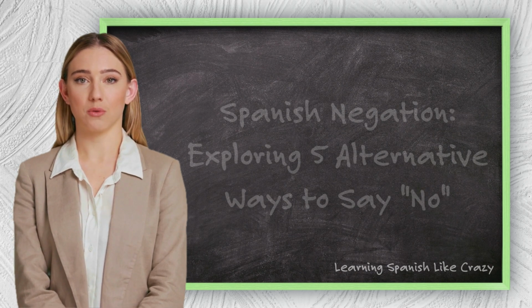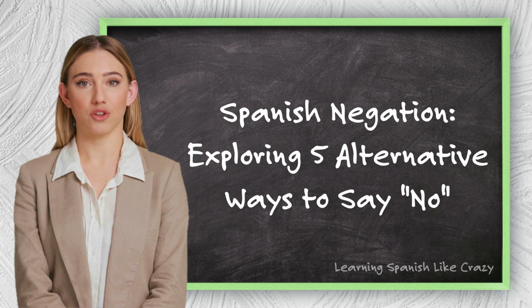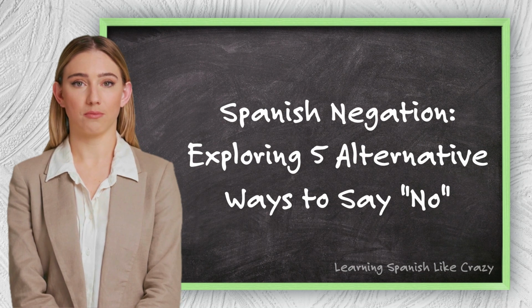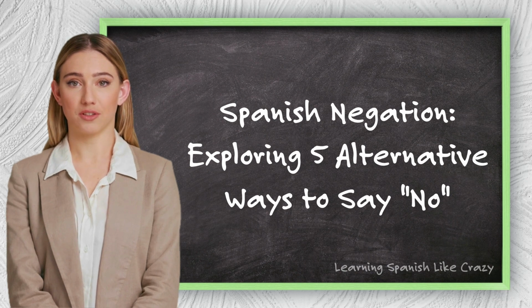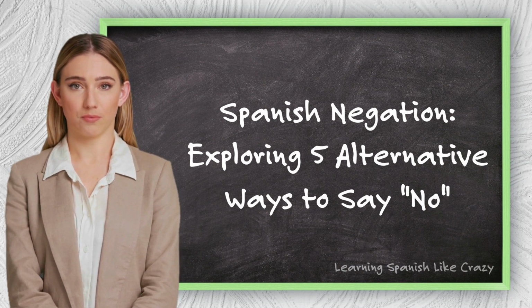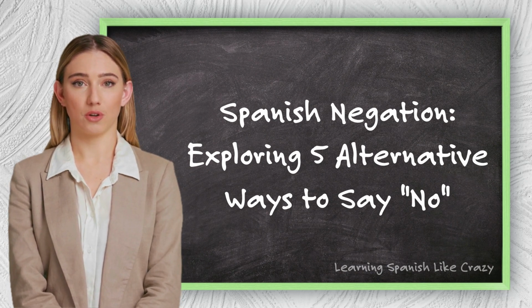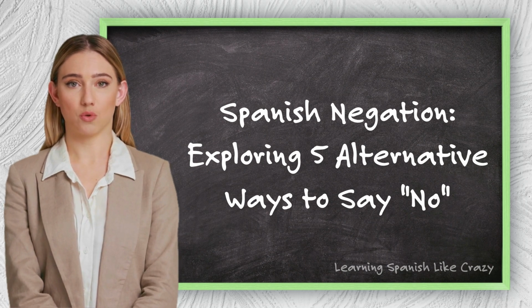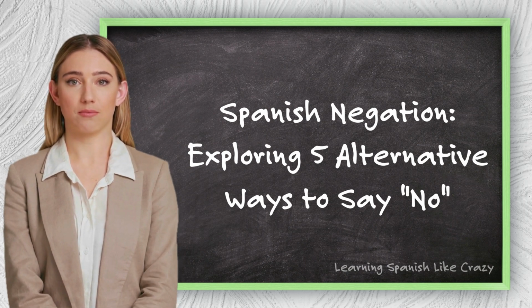Now let's jump into the topic of negation in Spanish. Negation is a fundamental aspect of any language, as it allows us to express denial, refusal, disagreement, or the absence of something. In Spanish, there are multiple ways to say no, and it's essential to master these alternatives to become a proficient Spanish speaker. By learning different ways to express negation, you will not only enhance your communication skills but also gain a deeper understanding of the language. So, get ready to expand your vocabulary and improve your Spanish fluency as we explore 5 alternative ways to say no in Spanish. Let's get started!